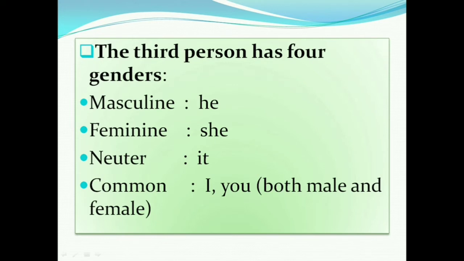And the third person pronoun has 4 genders. Like you have already learnt about the genders, cases and numbers in nouns, same way in personal pronouns also we have 4 genders. They are masculine, that is he, and in feminine we use she, and in neuter it, and in common, the pronouns I and you we use for both male and female.